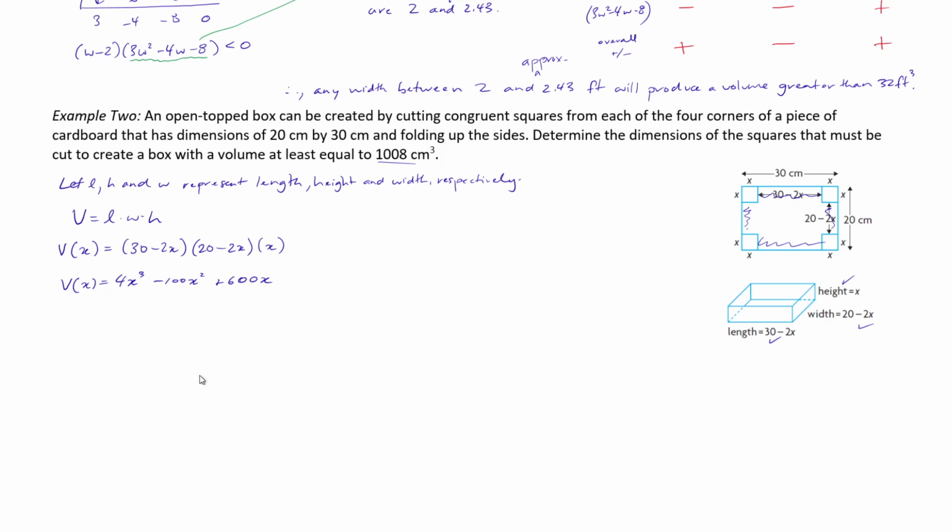So I have a cubic there, and it looks like the volume has to be at least equal to 1008. So therefore, this function has to be greater or equal to 1008 cubic centimeters. Again, we take that over to the other side and we set one side equal to zero. All of these terms are divisible by four, so I'm going to divide everything by four, and I reduce that to this right here.